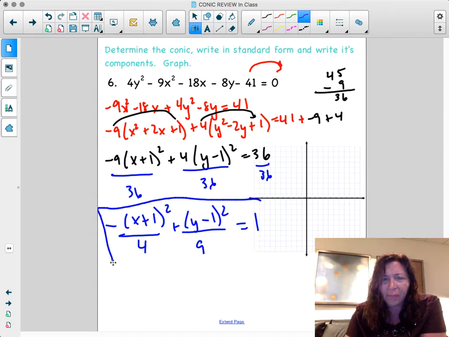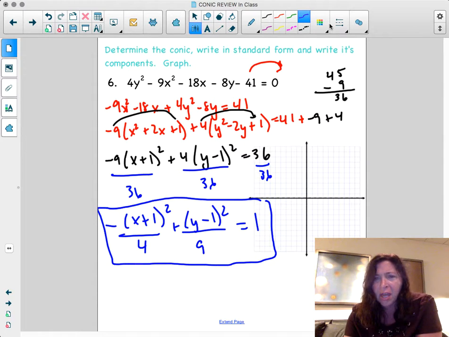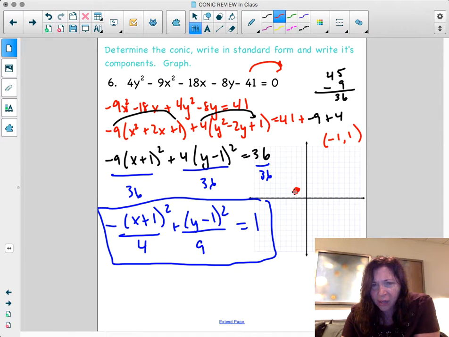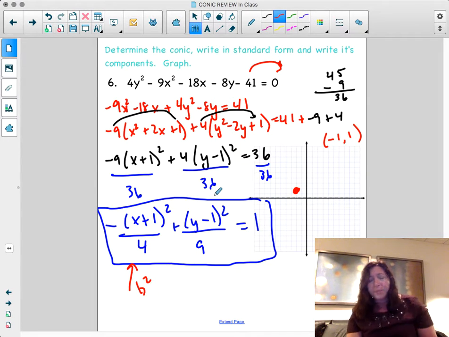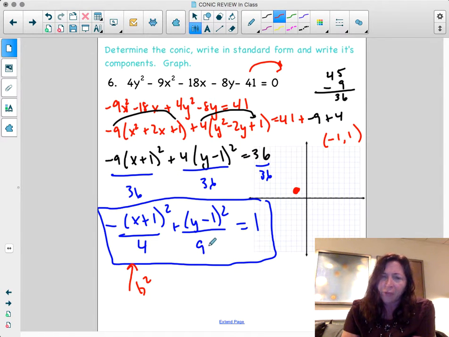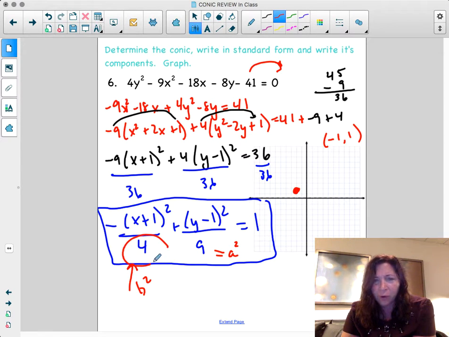So again, this is a hyperbola where y is positive. My center is at negative 1, positive 1. So that's going to be right here. In the x direction, I go the square root of that value, that value being the negative, so that's my b. For a hyperbola, the term that is positive is your a squared term. So this is my a squared term. In the x direction, I'm going the square root of 4, which is 2 to the right and 2 to the left.